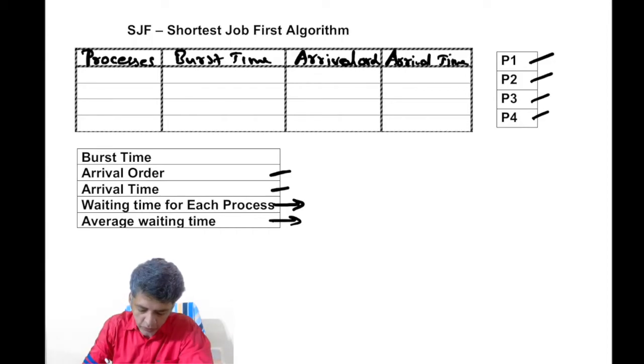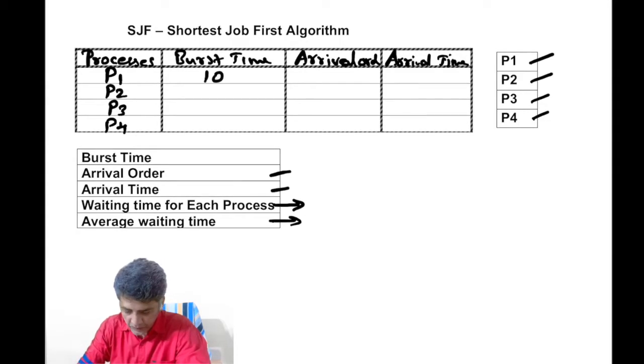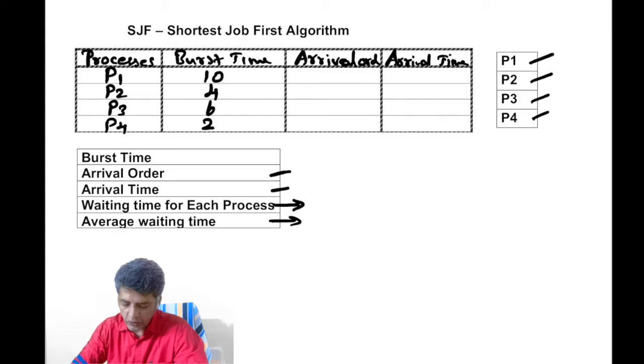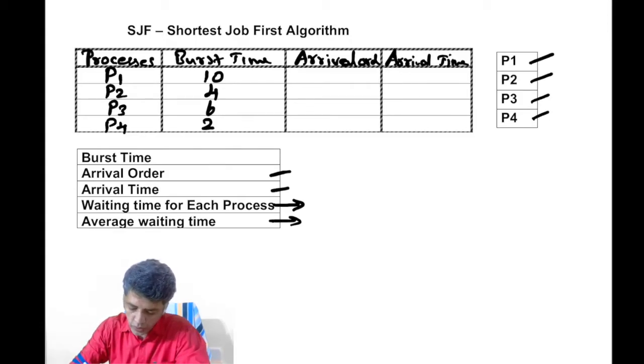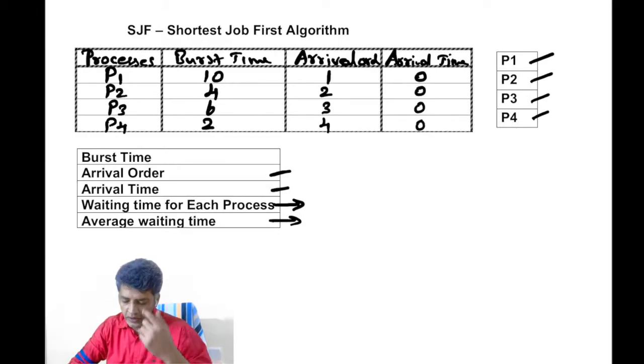I am going to fill out the processes first: P1, P2, P3, P4. After that, I am going to fill out the burst time. First 10, after that 4, after that 6, then after that 2. This is how I am going to take the burst time. The arrival order will be the same, that is 1, 2, 3, 4. This is how the processes are going to come into the CPU for execution. And arrival time is the same: 0, 0, 0, 0. This is the arrival time.